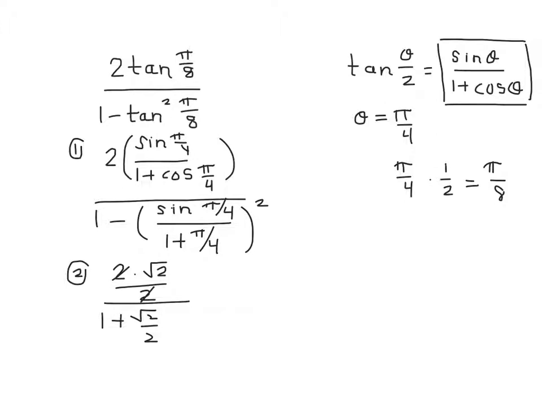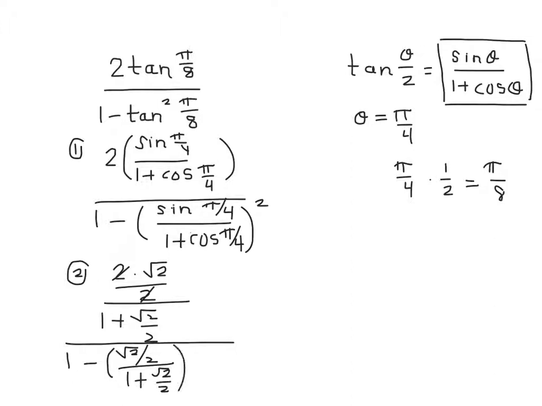That's our numerator. Our denominator, we've got 1 minus, and then this is sine of pi over 4, which we've decided is square root 2 over 2, divided by, oops, I dropped the cosine here, didn't I? 1 plus the cosine of pi over 4, which is also square root 2 over 2. But this time it's got to be squared.